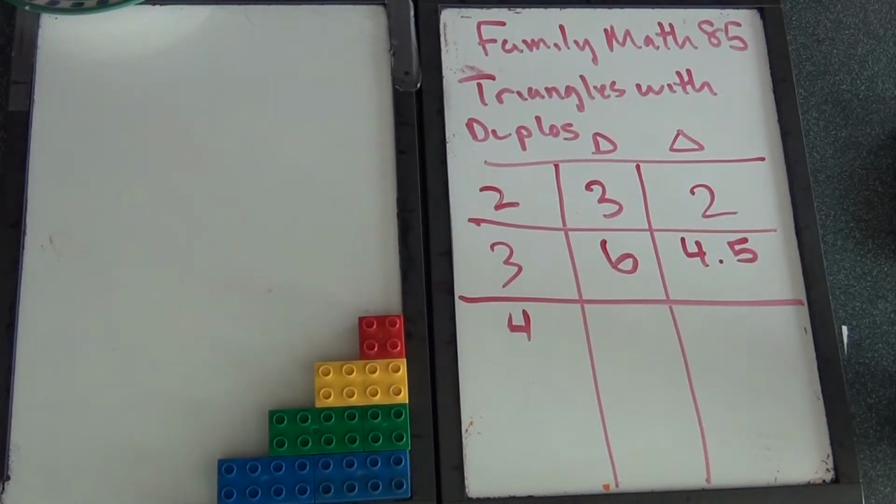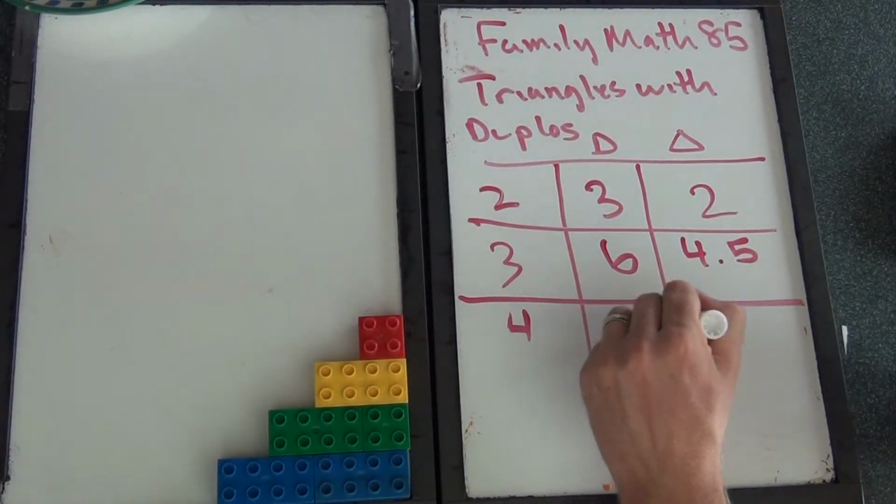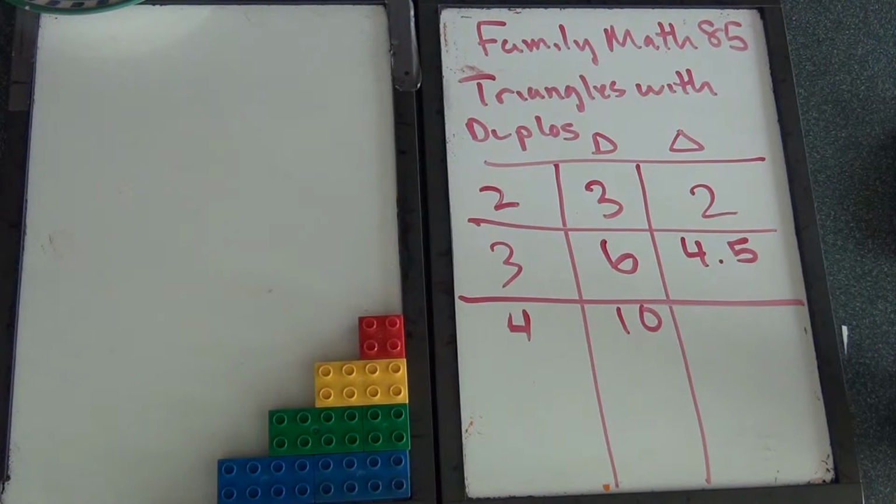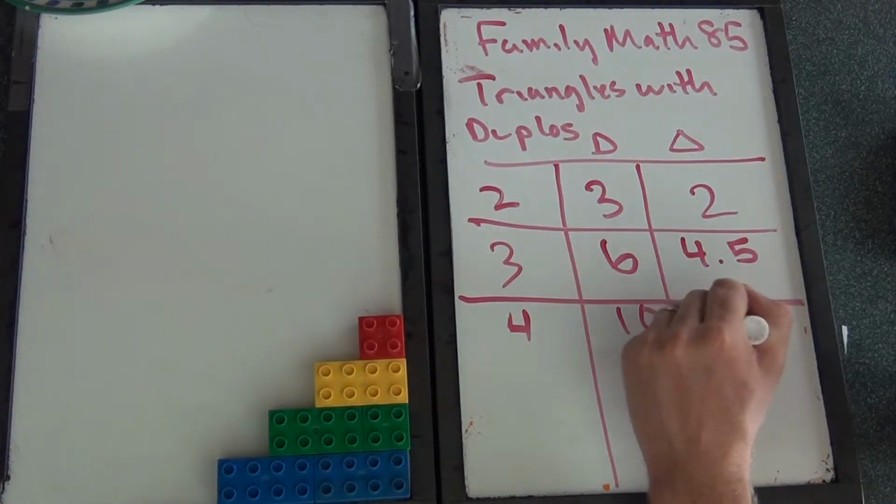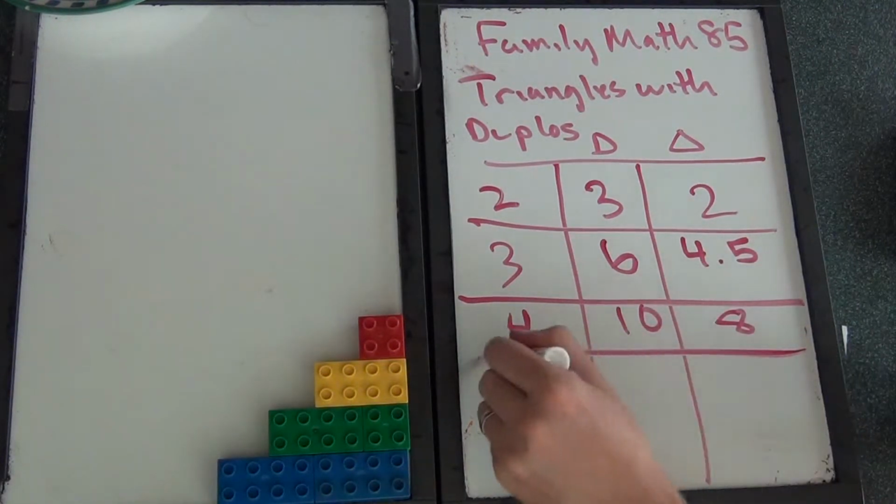Okay, and then what would the area of this be if this was a triangle? It'd be 4 long, 4 high. Well, it's 1/2 times 4 times 4, or half of 16, which is 8. Okay. Now let's do it with 5.